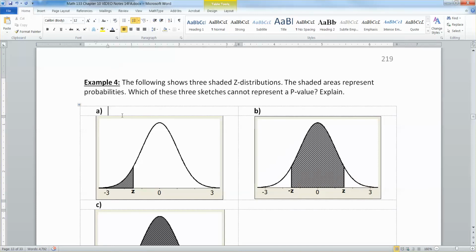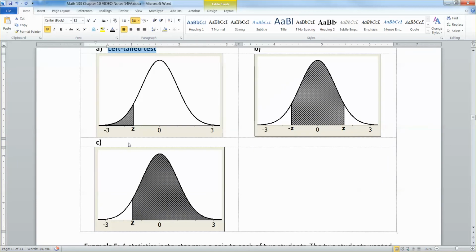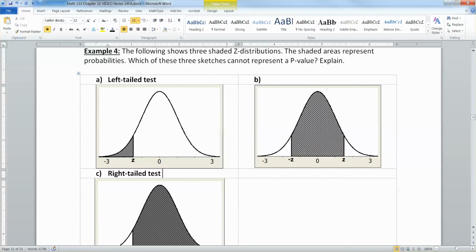Well, the first one, that's pretty obviously a left-tailed test, right? So there's nothing strange about that one at all. Let's look at letter C, which is right below it. Well, this one's a right-tailed test. It's not a very good one because it's not really talking about the extremes from that left tail. So it's a little bit strange because you have so much of your curve shaded, but nevertheless, it includes the right tail, so it counts as a right-tailed test. But the one that can't be is letter B.